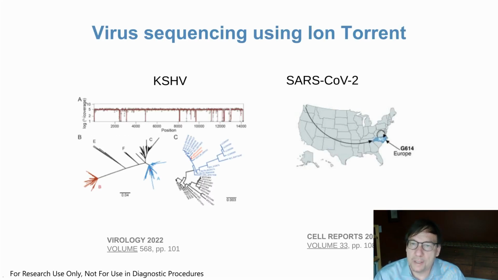Let me begin by telling you about our sequencing experience using the Ion Torrent system and using two viruses: SARS coronavirus 2, where we were the first to show the introduction of the G614 allele into the state of North Carolina, and that it came from Europe rather than from Washington State. And then a more novel study published this year on Kaposi sarcoma-associated herpes virus, which is a large tumor virus that we've been working on for a number of years.